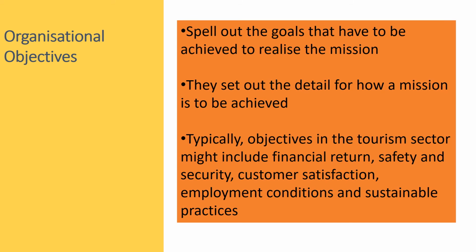In terms of the organizational objectives, you need to spell out the goals that have to be achieved in order to realize the mission statement. They set out the detail for how a mission is to be achieved, and typically objectives in the tourism sector might include a financial return, safety and security, customer satisfaction, employment conditions, and sustainable practices. Definitely sustainable practices now, because you put that in as your objectives so that it's there and you're now thinking about the other pillars of sustainability.